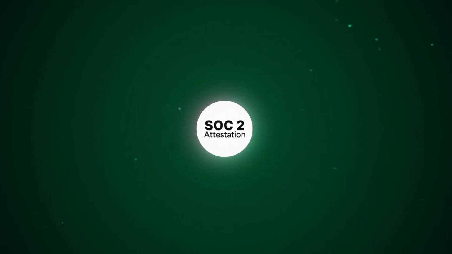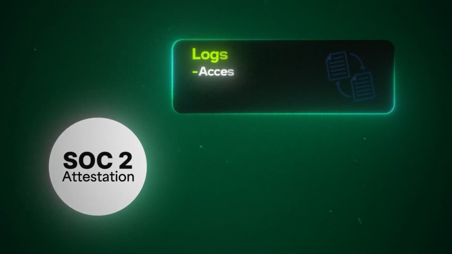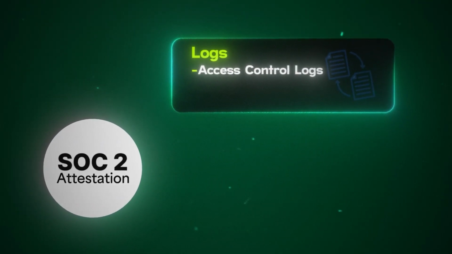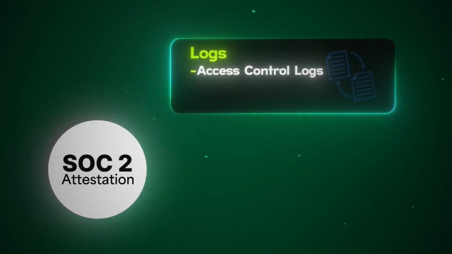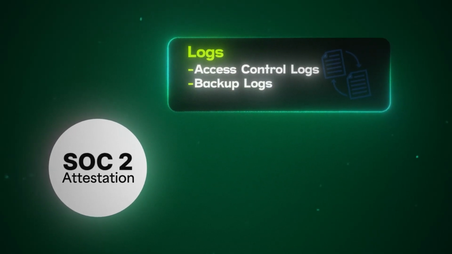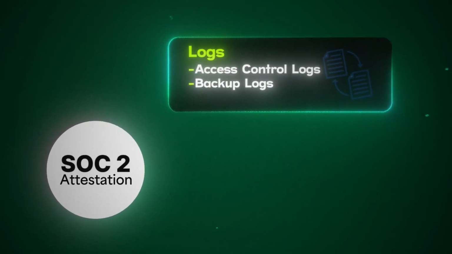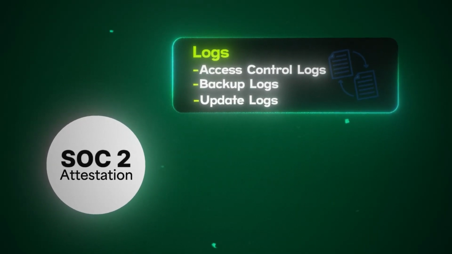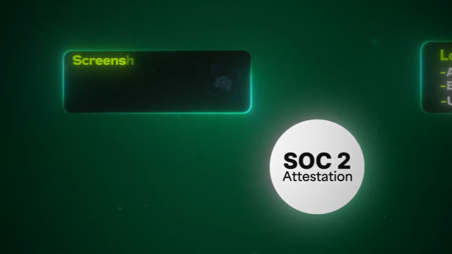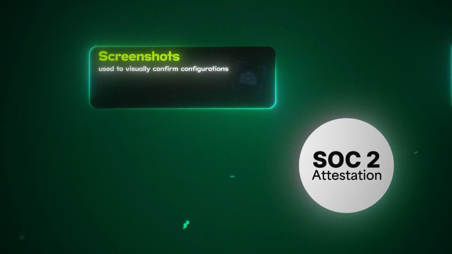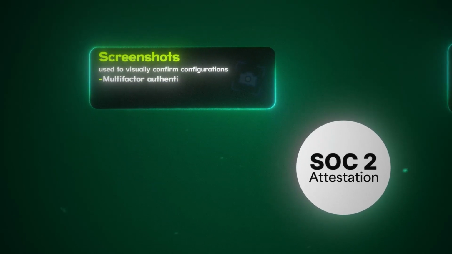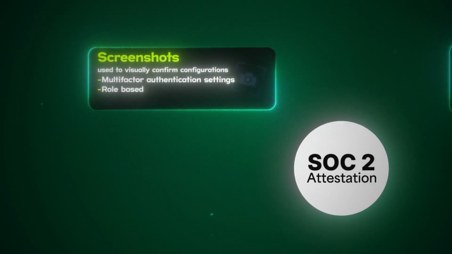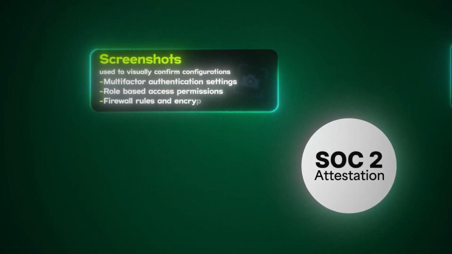The most common categories include logs, so access control logs that track who accessed sensitive systems, when, and what actions they took, backup logs, which show regular data backups and successful restores, and update logs, which record system updates, patches, changes, and security changes. The next type is screenshots, which are used to visually confirm configurations such as multi-factor authentication settings, role-based access permissions, and firewall rules and encryption settings.